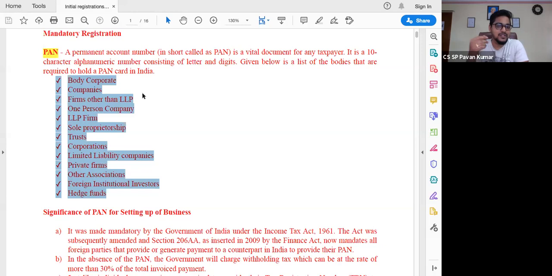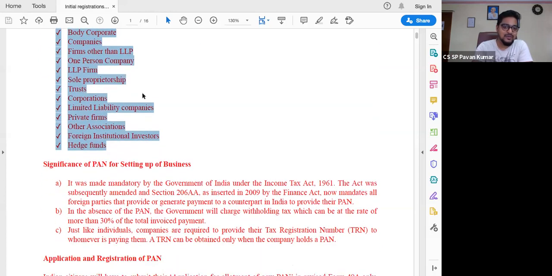Then comes the trust, corporations, private limited companies, which is a private limited liability company, private firms, any other association, foreign institutional investors, and hedge funds.